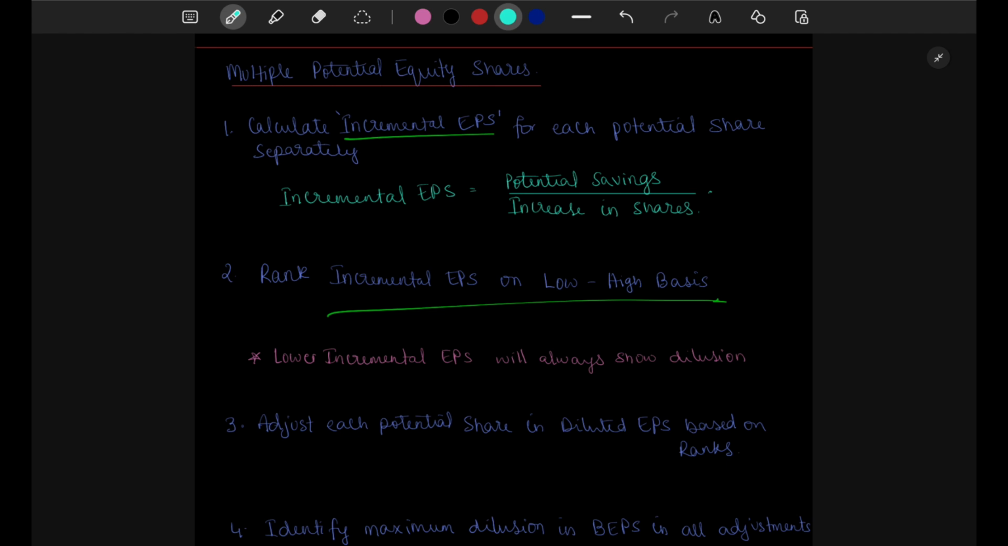Okay, once it starts becoming anti-dilutive, meaning in the case where we saw it was 50 and then it became 30 and then it became 25 and then it became 26, this is allowed, this is dilutive, but this is not dilutive. Okay, you just have to write non-dilutive, and this 25 rupees will be your DEPS or your dilutive earnings per share. Okay, right? Next.